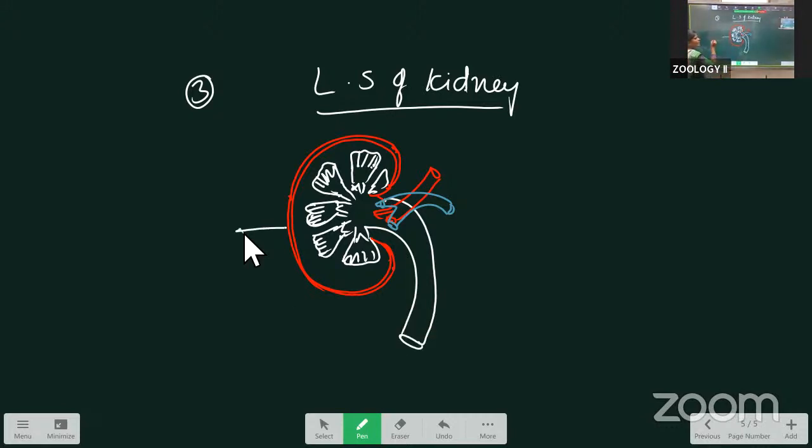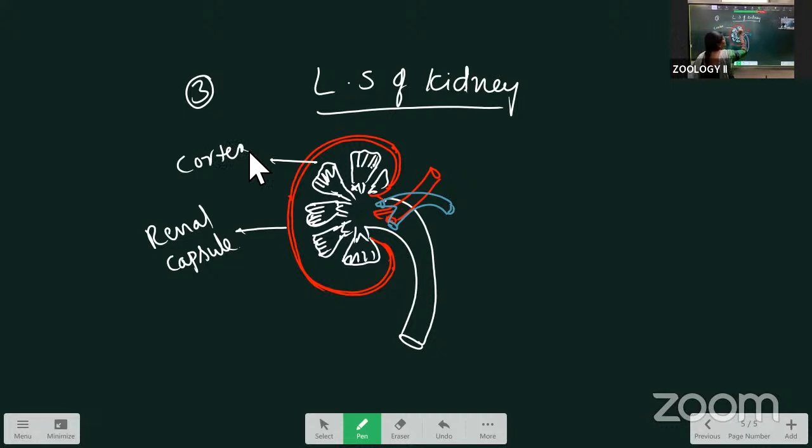The kidney is covered by the capsule that we call the renal capsule. Next, this region is called the cortex. Already we discussed the cortex. The inner part is called the medulla.